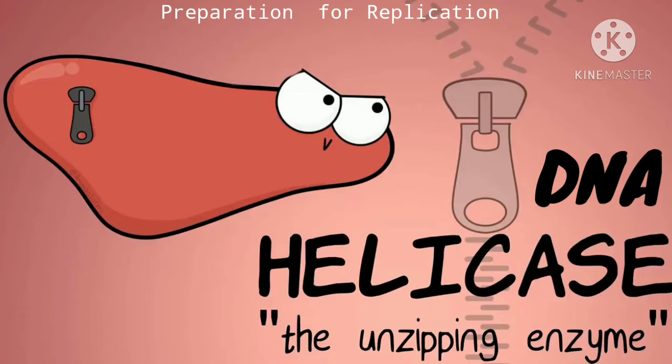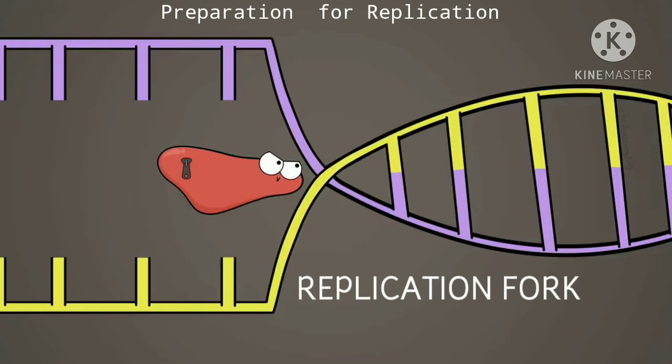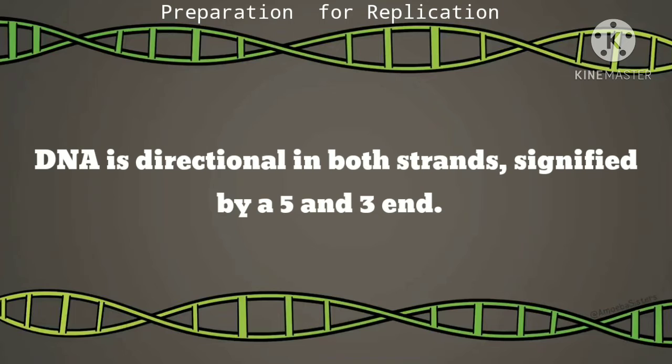DNA helicase disrupts the hydrogen bonding between base pairs to separate the strands into a Y shape known as the replication fork. This area will be the template for replication to begin. DNA is directional in both strands, signified by a 5' and 3' end. This notation signifies which side group is attached to the DNA backbone.